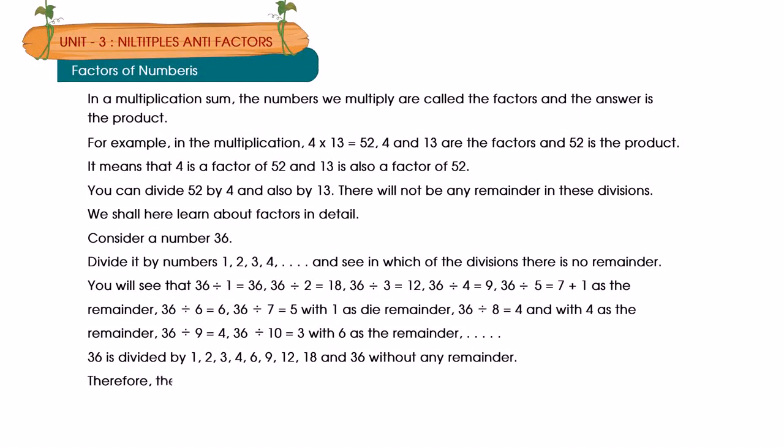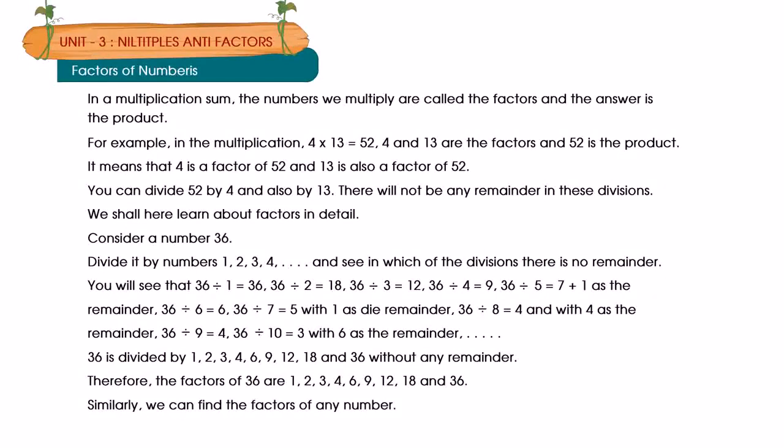Therefore, the factors of 36 are 1, 2, 3, 4, 6, 9, 12, 18 and 36. Similarly, we can find the factors of any number. Example: find all the factors of (a) 35, (b) 48, (c) 17.